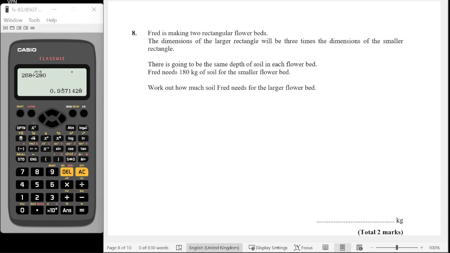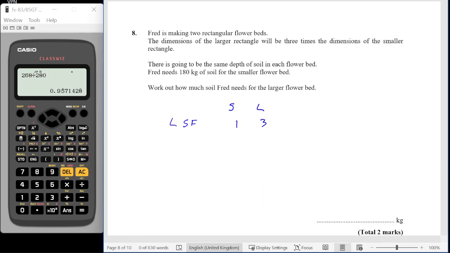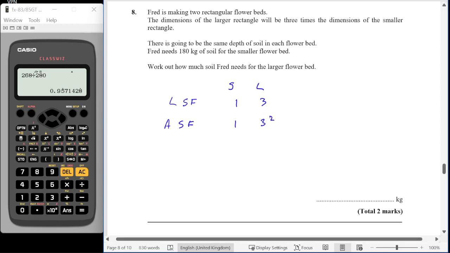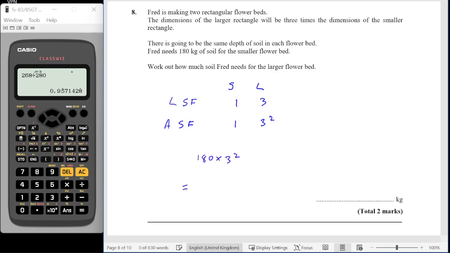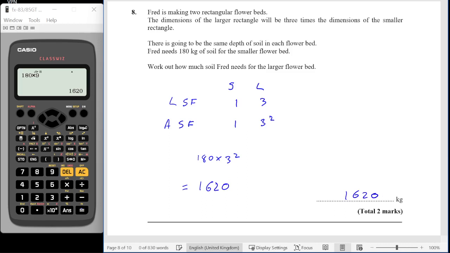Okay, so as they're keeping the same depth, there'll be an area scale factor between the two weights of soil. So if we go smaller and larger, if the length scale factor is 1 to 3, then the area scale factor is going to be 1 to 3 squared. The weight of the smaller one is 180, and they've got the same depth, so we've got the area relationship. We're going to do 180 times 3 squared, which is 180 times 9. So that's going to be 1,620 kilograms.